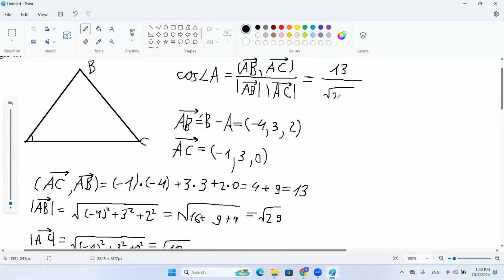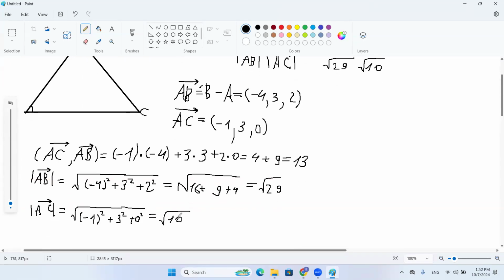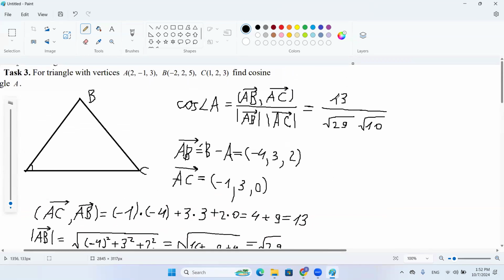So 13 divided by the square root of 29 and divided by the square root of 10. And the square of 13 will be 169. Let's write it in this way just to verify that the cosine is less than or equal to 1. 13 is the square root of 169. So don't forget to verify your cosine value. Any questions about this task? No. Okay.